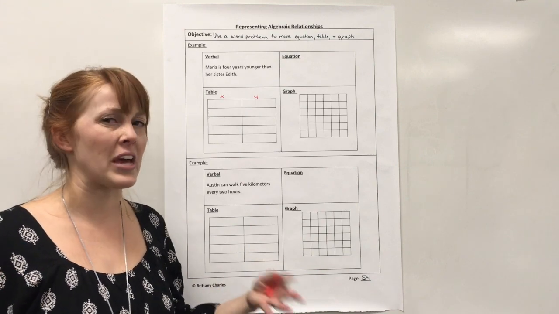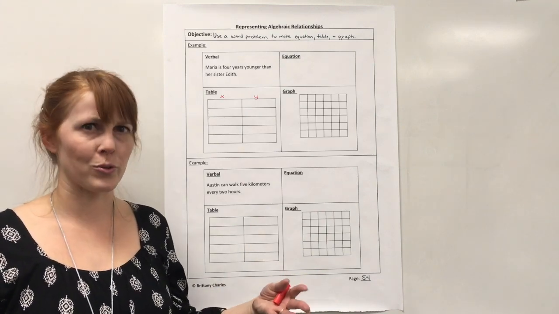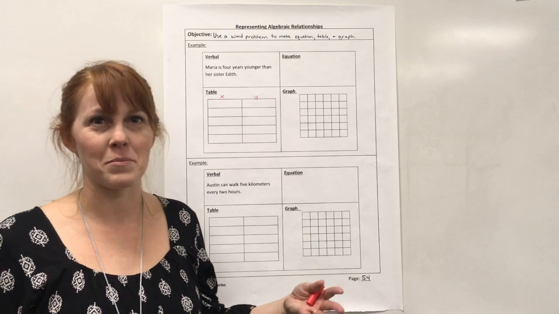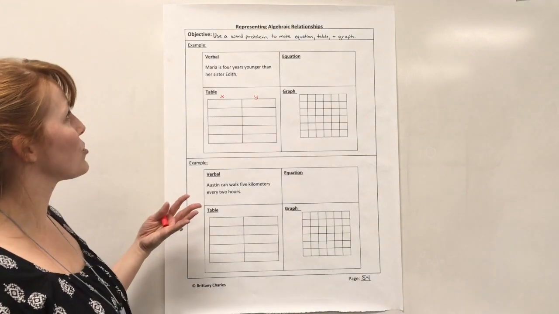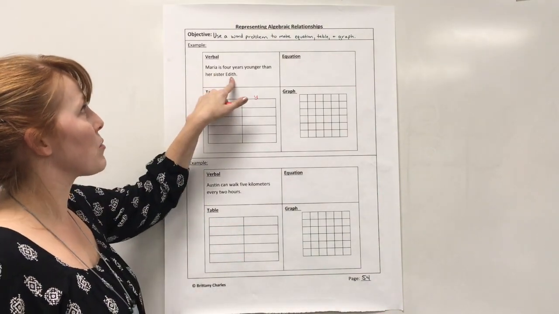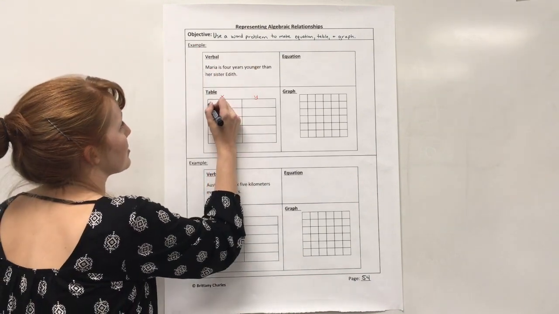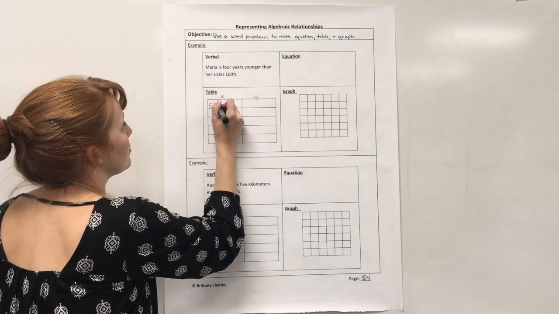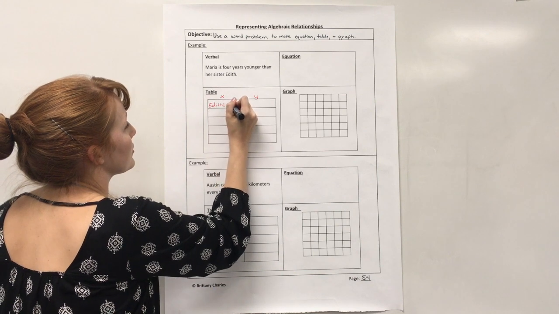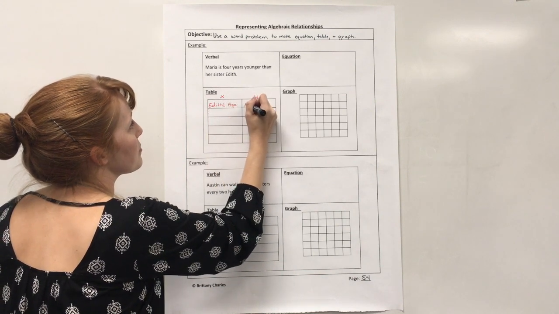Well, when we're talking about ages, I go with whoever's older being first, so that's going to be our independent variable. So let's see, which one's older? Well, that means Edith would have to be older because Maria is younger. So we're going to say right here, this is Edith's age. And this one is Maria's age.